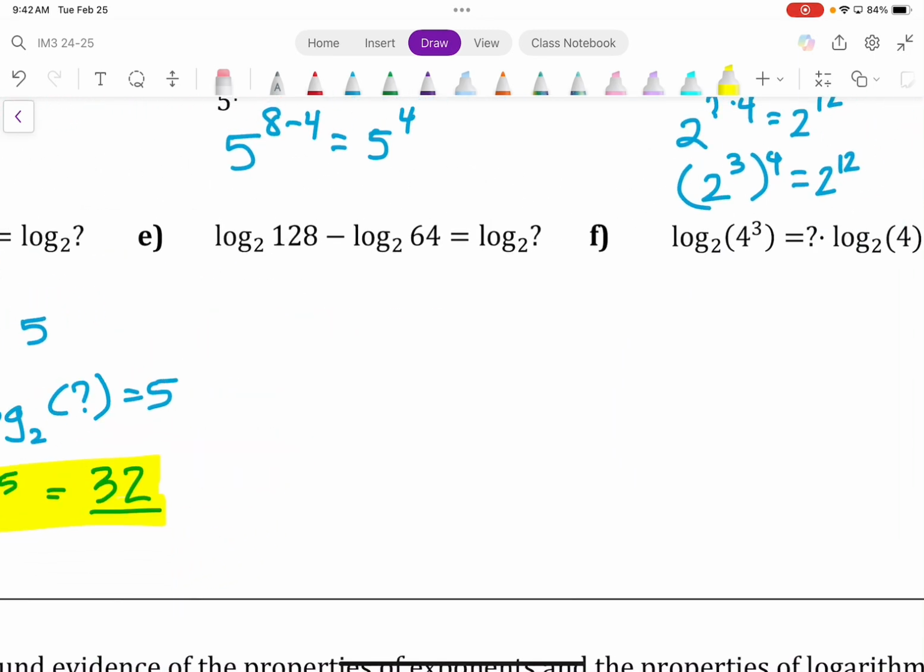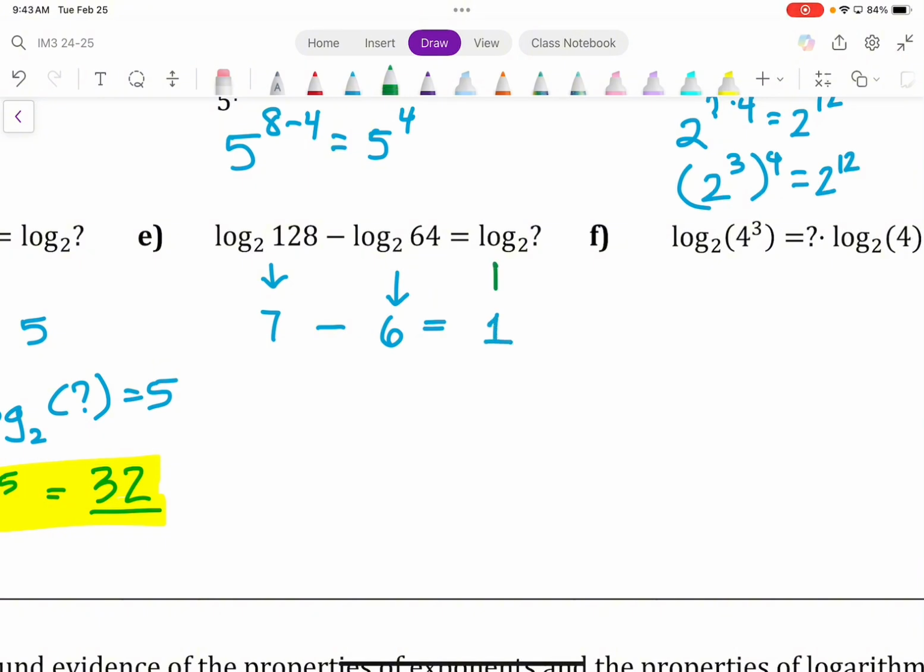Log base 2 of 128 minus log base 2 of 64. All right, let's do the same thing. So let's evaluate this. Log base 2 of 128. 2 to the what power gets you 128? 2 to the 7th. And then log base 2 of what gives you 64? That's a 6. So we have 7 minus 6 if we're evaluating that. 7 minus 6 is going to equal 1, right?